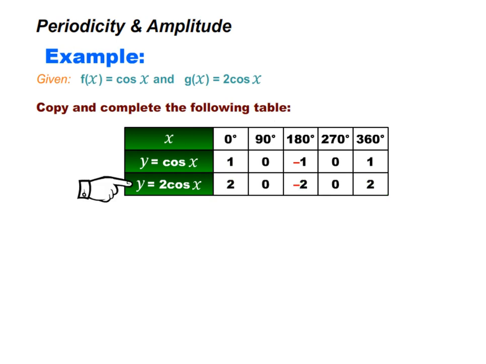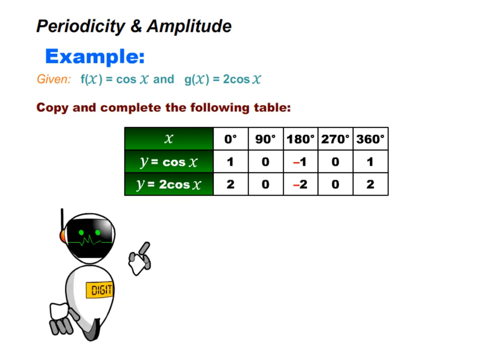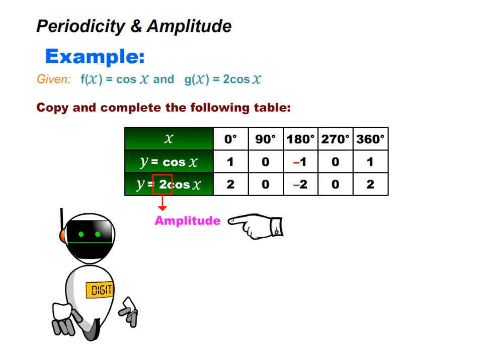Look at the y values. Look at the y values in the last two rows. What do you notice? The values in the third row are double when we compare them to the values in the second row. That's true, Digit. Look at this too. This is the amplitude. It is clear that to get the y values in the last row, all we have to do is to multiply each y value in the second row by 2.